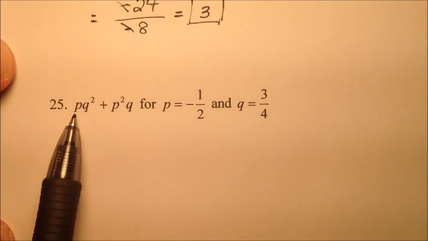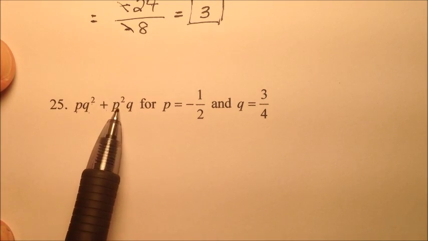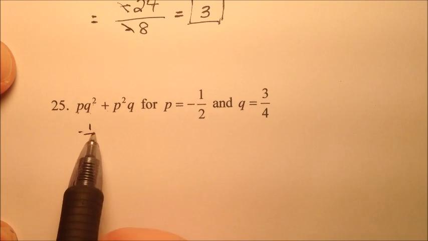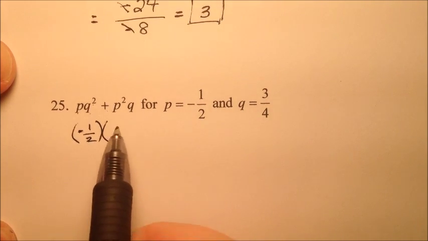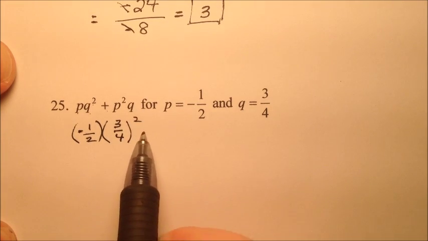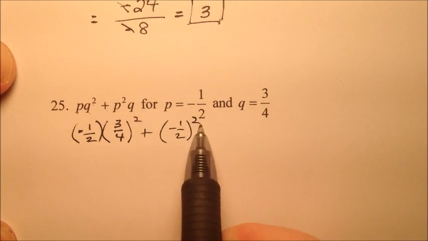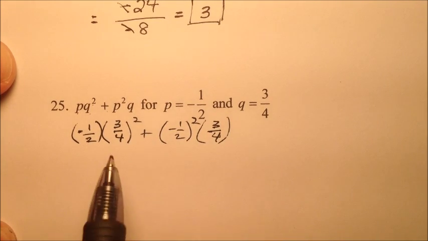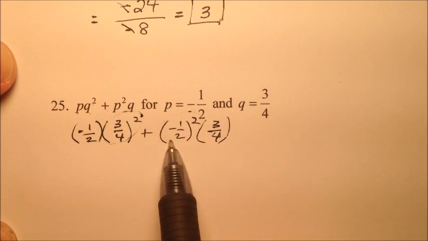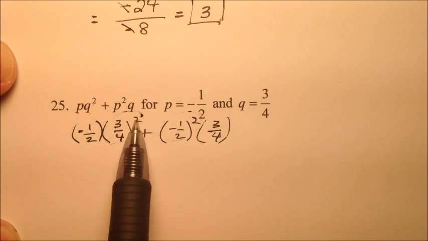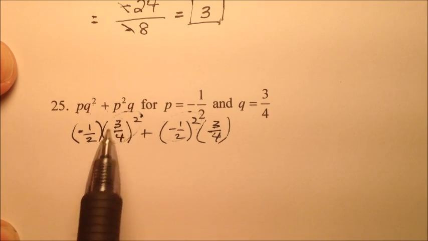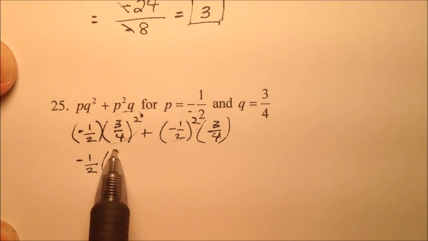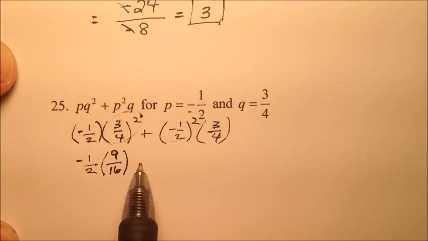Number 25, we have pq squared plus p squared q. And we've got fractions here. So p is going to be a negative 1/2, and q is going to be 3/4, and that's going to be squared, plus my negative 1/2 squared times q, which is 3/4. Okay, let's do the exponent here and exponent here. And remember, when we're squaring a fraction, it's just the numerator squared and the denominator squared. So it'll be 3 squared is 9 over 4 squared, which is 16.